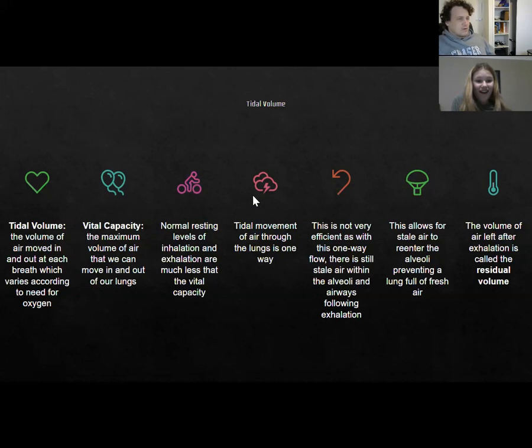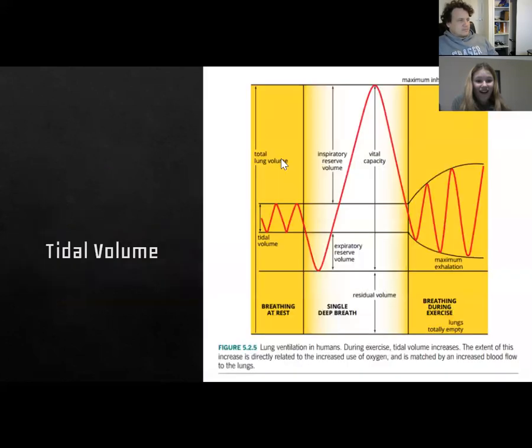And when we breathe in, we can't breathe in and out at the same time. So it's a one-way system, which makes it a little bit inefficient. And what happens is when we're breathing out, we don't quite breathe everything out. So there's air that gets stuck in there that's called stale air. So we never actually take a full breath of air. That volume of air that's left is called the residual volume.